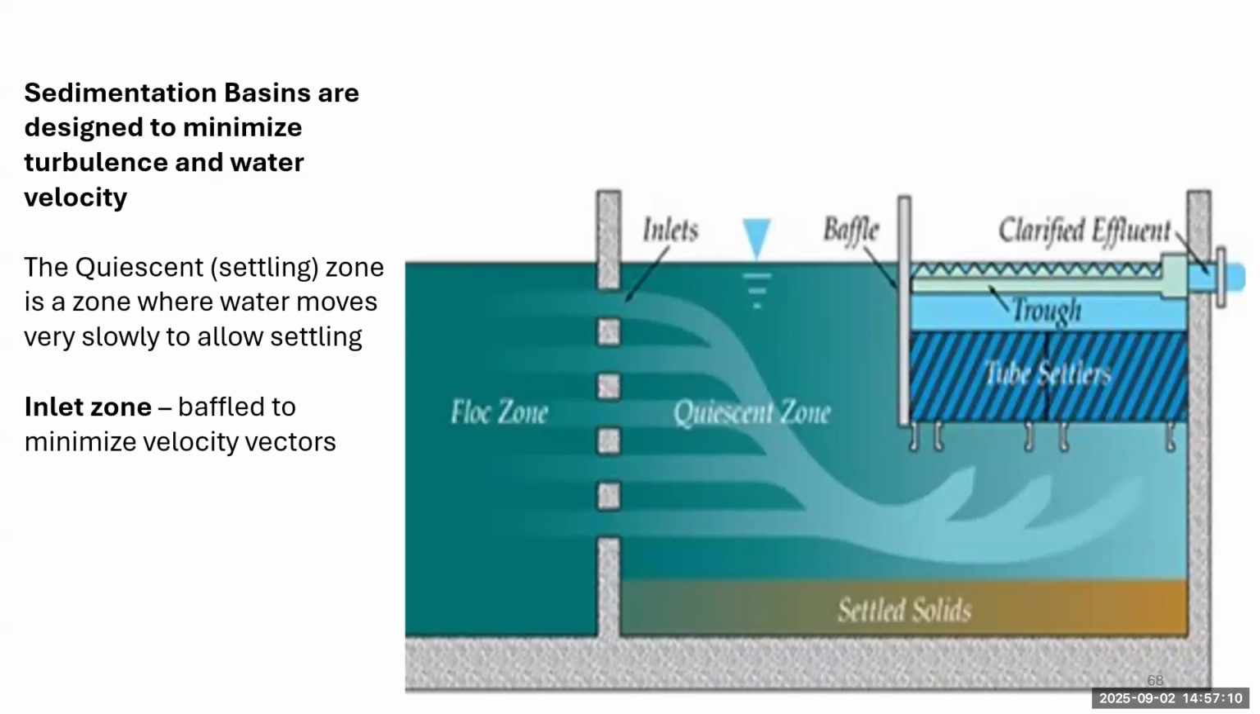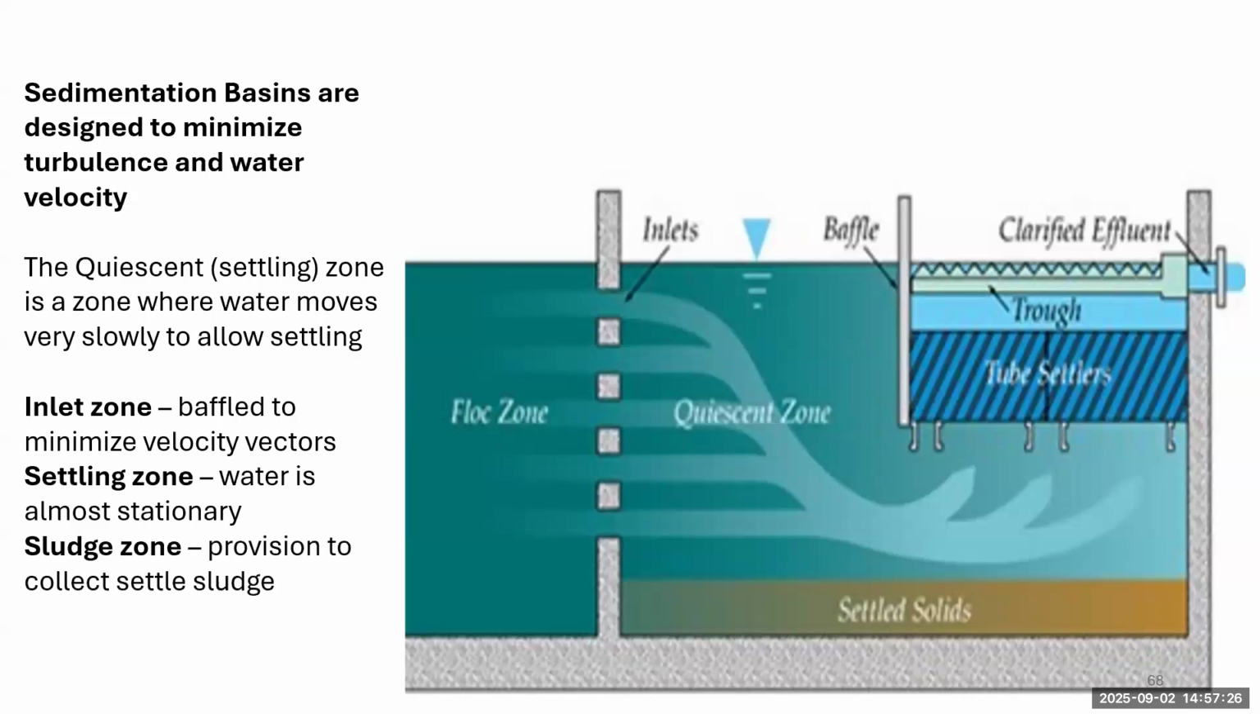There's some different zones we could think about. On this image, they have the flock zone. Really, that's also the inlet zone. Usually you have some kind of baffle so that you minimize any velocity vectors going in. The settling zone, or the quiescent zone, is very still. The sludge zone is at the bottom, and you have some kind of provision to collect and remove the sludge. And then finally, the outlet zone, you want to have some distributed, gentle flow going out once again, so you don't create any velocity currents.